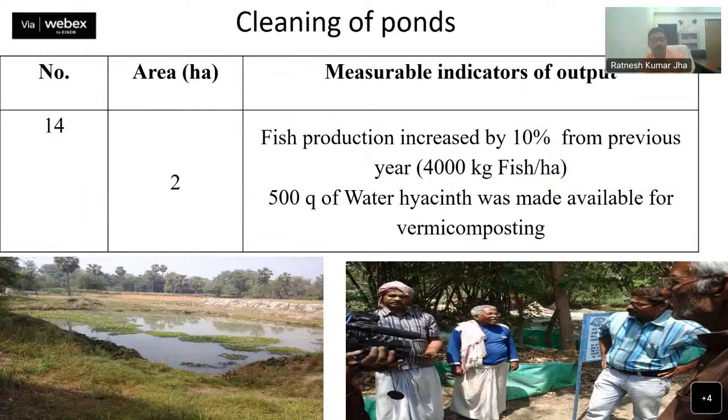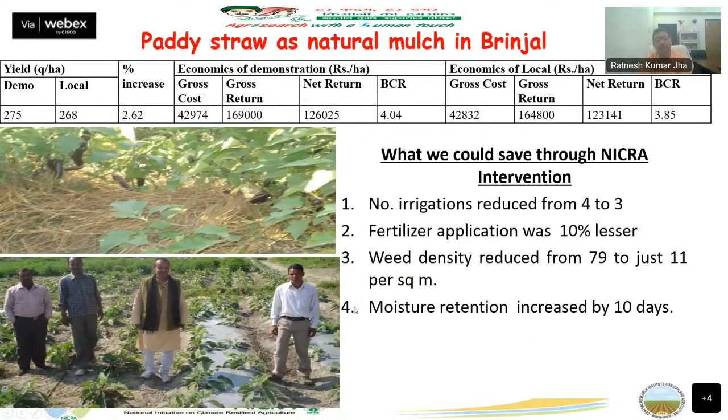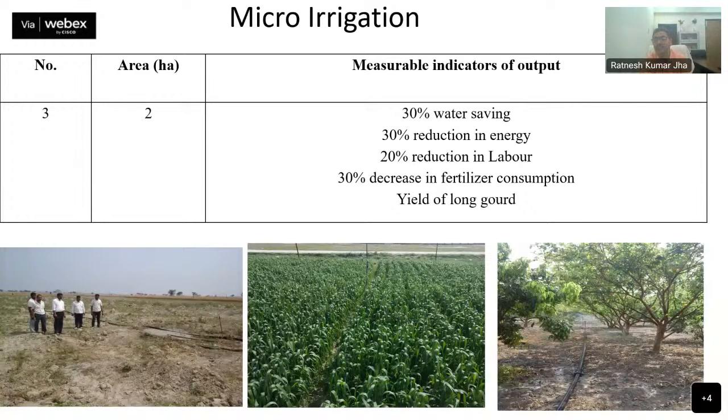Now again, cleaning of the ponds was one of the major interventions, and the water hyacinth that was harvested was used in making mulch. Again, this is a natural mulch. It is one of the major interventions for the recycling of biomass and also conservation of moisture. And you see how moisture conservation through natural mulch can be done. This is also micro irrigation, one of the factors by which we save water by 30% and reduce cost by 20%. So water can be saved.